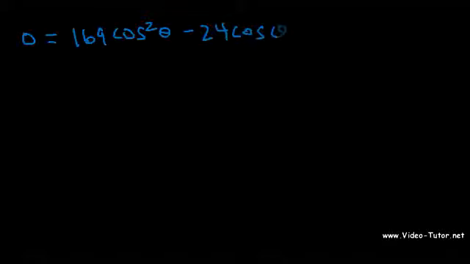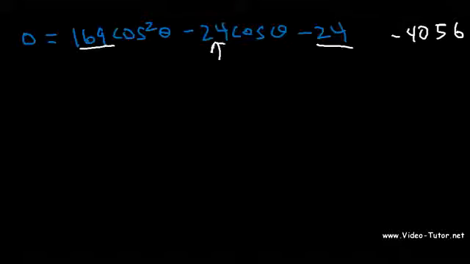So let me rewrite that on the next page. So here's what we have. 0 is equal to 169 cosine squared minus 24 cosine theta minus 24. Now let's see if we can factor this expression. 169 times negative 24, if we multiply those two, it's negative 4056. To factor it, we need two numbers that multiply to negative 4056, but add to the middle term, negative 24. Now I don't think it's possible.